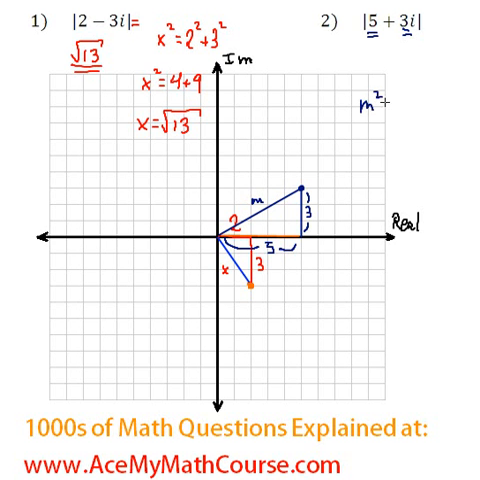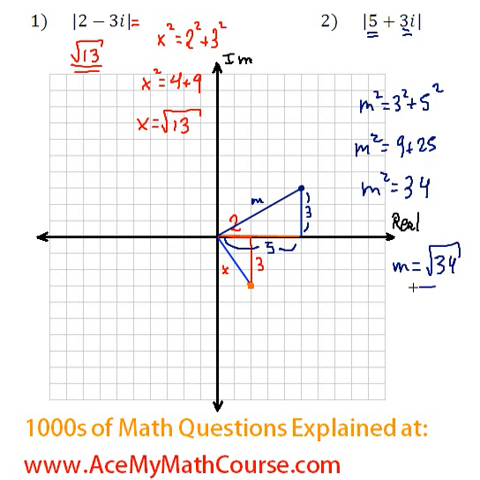So m squared equals 3 squared plus 5 squared. So m squared will be 9 plus 25. So m squared will be 34. m is then going to be just the root of 34. And that's it. So m is root 34, sorry, and x is root 13. There we go.